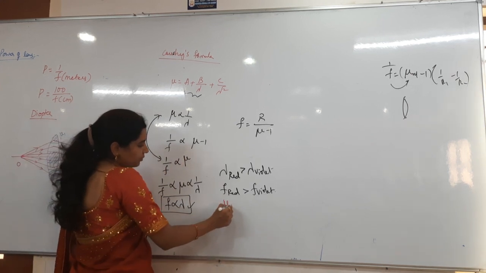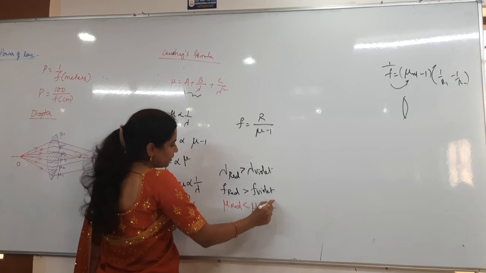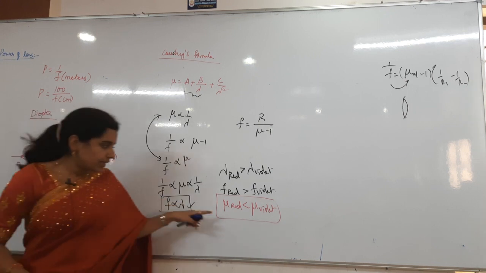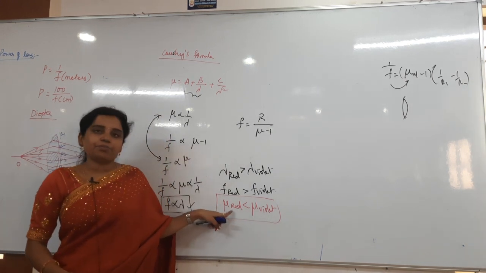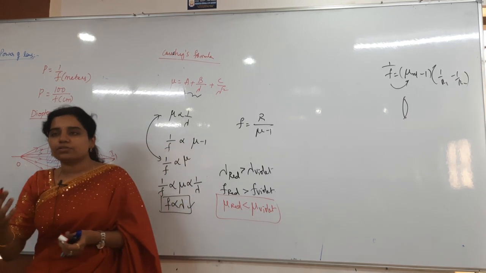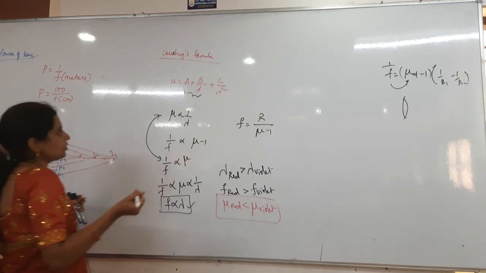It means, can I say that mu red is less than mu violet? This formula will be useful in the prism also. You have to remember that. Mu of the red is less than mu of the violet. Nothing but red will bend less as compared to the violet. Clear? That is about, even based on that, deviation also will be there. Delta of the red will have some relation with the delta of violet and all. Clear? That is about the Cauchy's formula. Write that. Copy everything. Here A, B, C are positive constants.